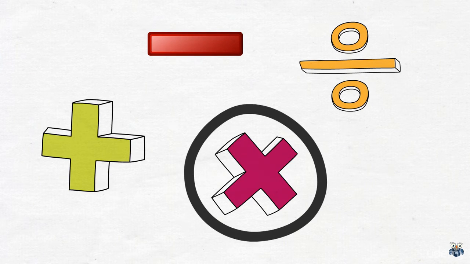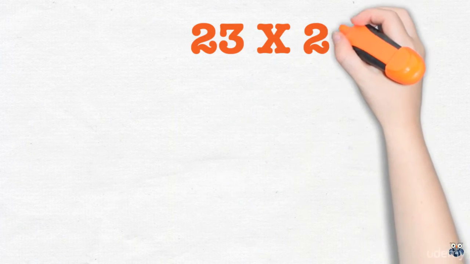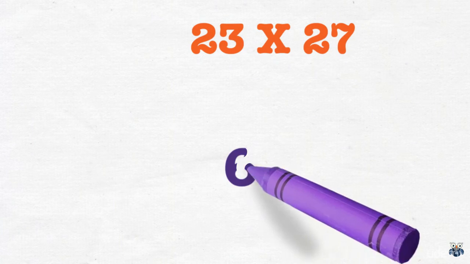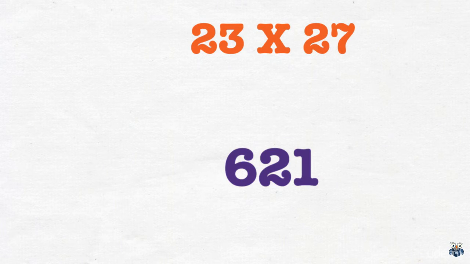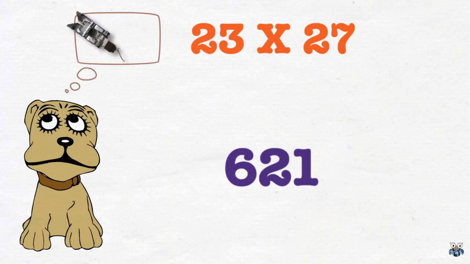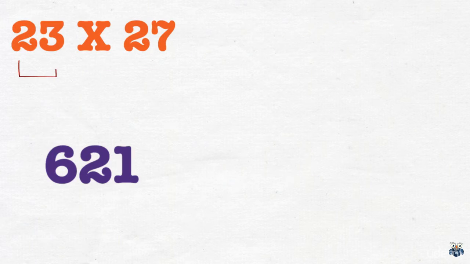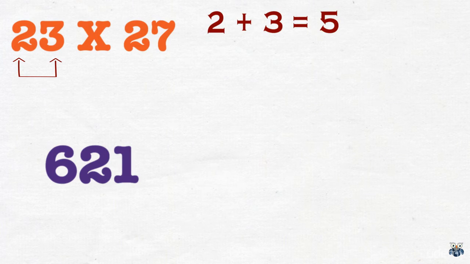So let's say I gave you this problem, 23 times 27, and you arrived at an answer which was 621. At this point you think, is my answer correct? How would you find out without using a calculator? Would you need to multiply the numbers again? No. So this is what you could do. Take the first number, which is 23. Add its digits. 2 plus 3 is 5. Now look at the next number. That's 27. Add its digits. 2 plus 7 is 9.